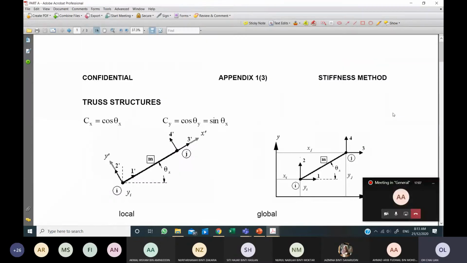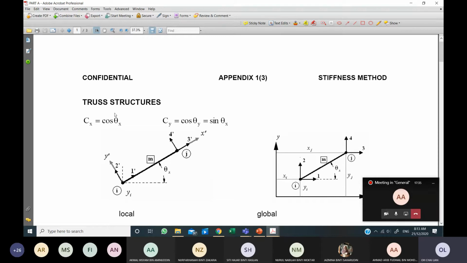Okay. Good morning, class. Today we will have a look at how to use the member stiffness matrix in the stiffness method. Please refer to this appendix, the stiffness method resource that I have shared with you before. Have a look at this 3 pages document.